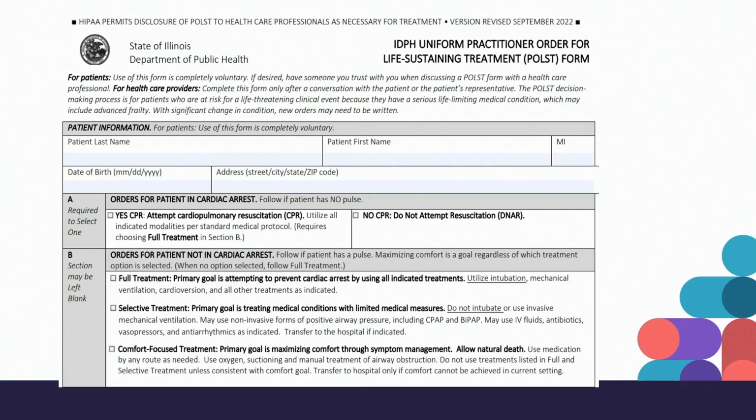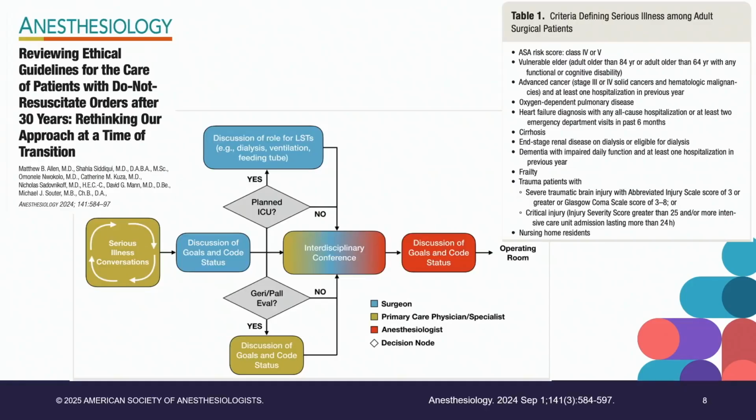This is an example of the one from the state of Illinois where it says, am I DNR, do not attempt any sort of resuscitation, or do I want some sort of selective treatment that goes along with my goals or my values? Going back to the document that Dr. Siddiqui already talked about, this paper provided a nice workflow for the integration of a multidisciplinary team regarding perioperative cardiopulmonary resuscitation in patients who they defined as having serious illness, which you can see in the top right corner there.